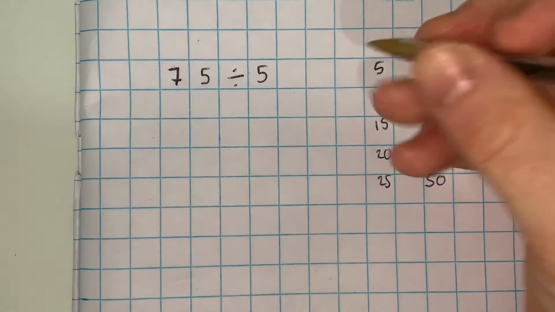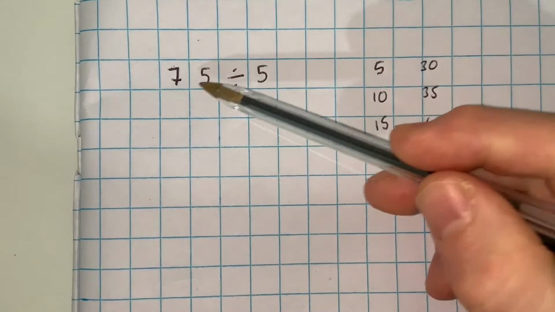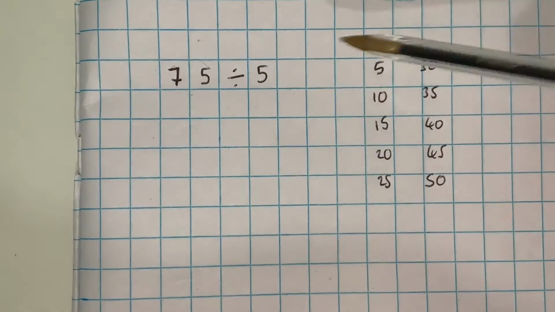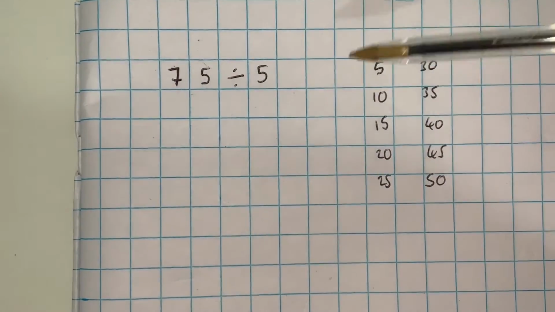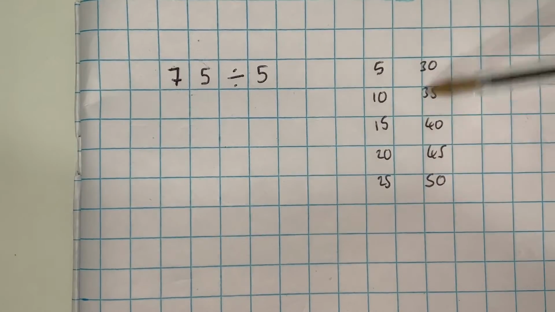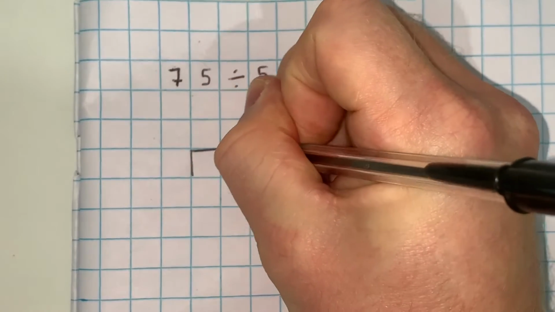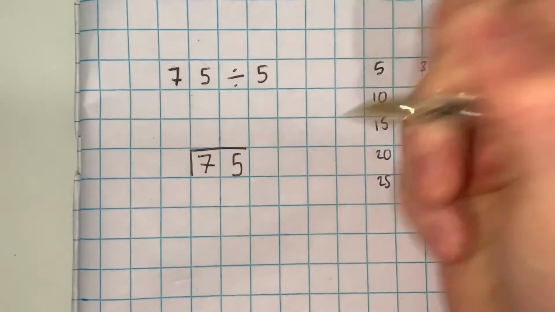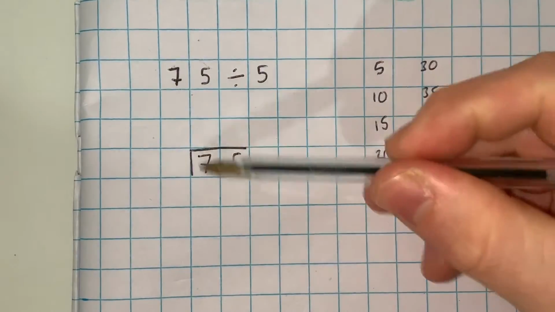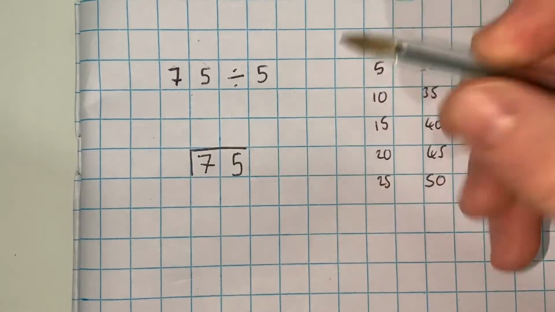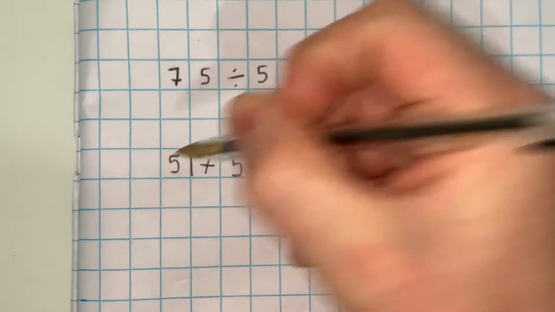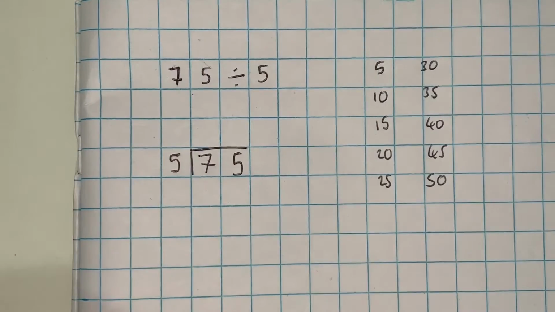Okay, so we're going to use bus stop when dividing a larger number. Now, as you can see, what's always going to help, and I'd advise doing this all the time, is write down the times tables before you start. So you can see I've written down my fives. Then I'm going to set up my bus stop. Again, because I'm using squared paper here, I'm using a square per number. I put 5 on the outside and then off I go.